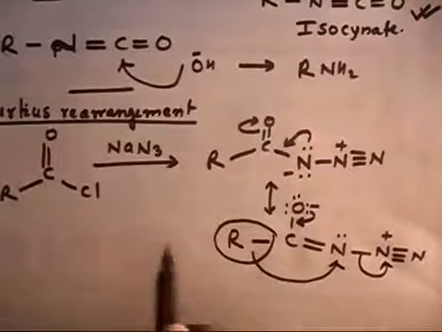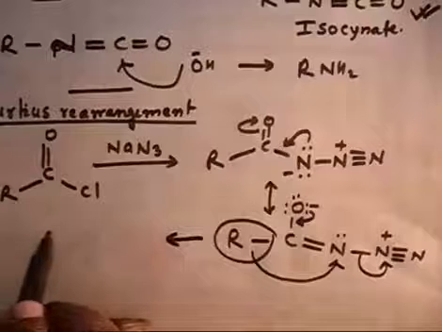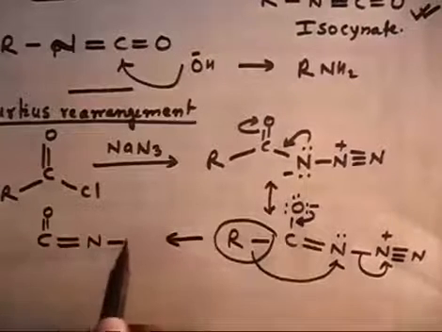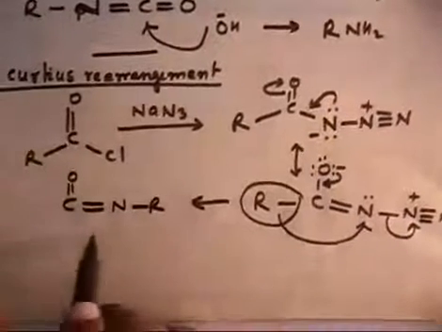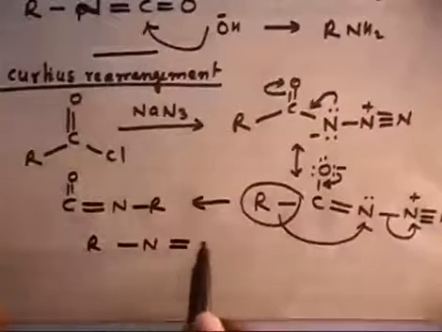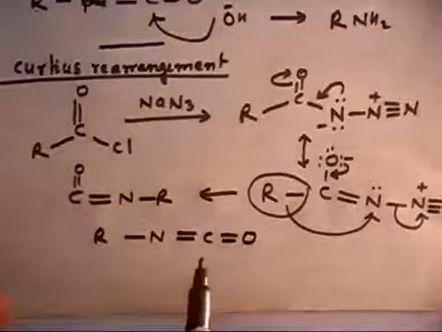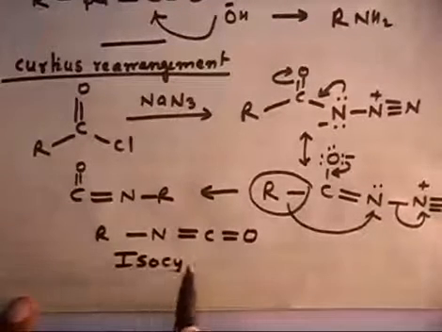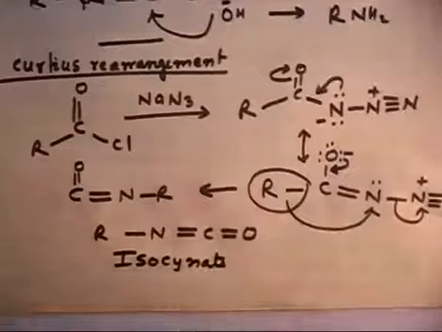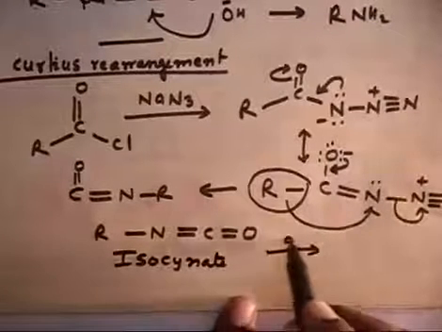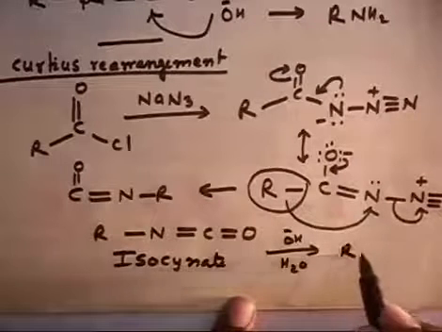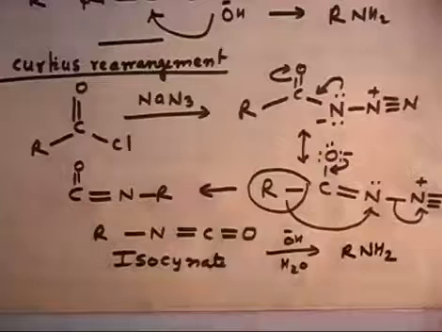So you will have alkyl isocyanate again, C double bond O, C double bond N, and then R. So you are getting basically R-N=C=O, alkyl isocyanate. If you further treat the isocyanate with OH minus in the presence of H2O, you will get RNH2. So you see, these two rearrangements are very similar.